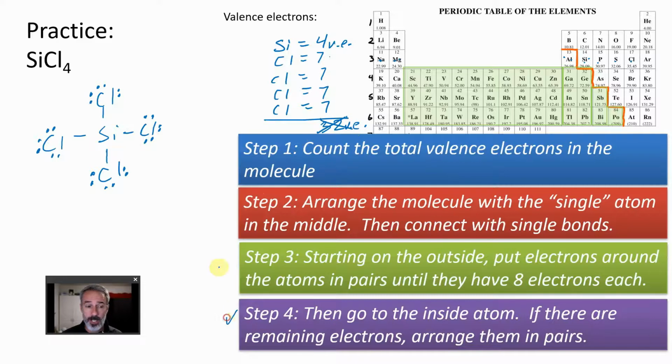Now we've got to check at the end. Is the silicon happy? In other words, does it have a satisfied octet? Yes, it does have 8 electrons. 2, 4, 6, 8. We are done and good to go.